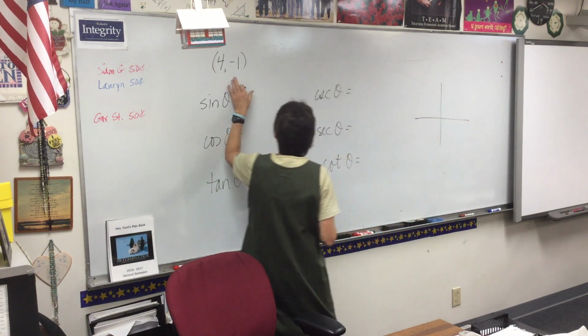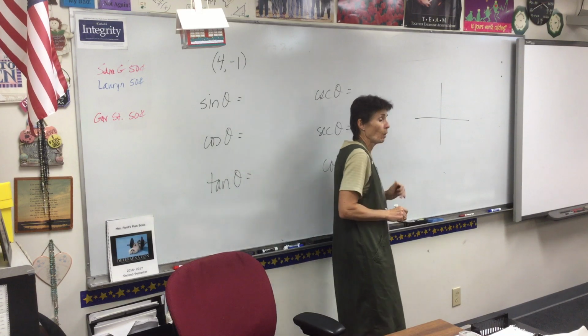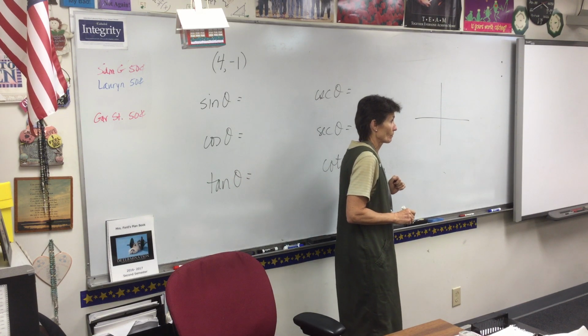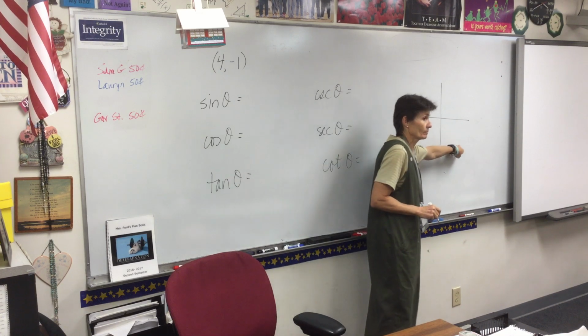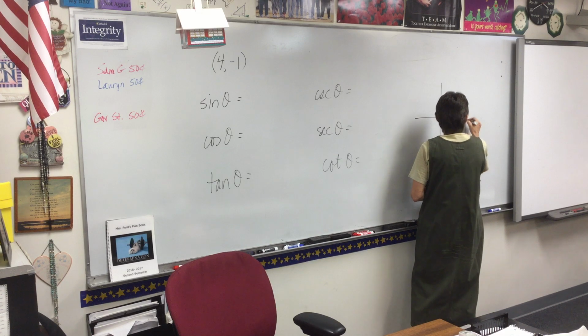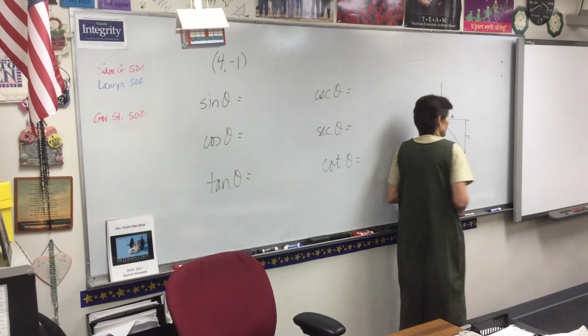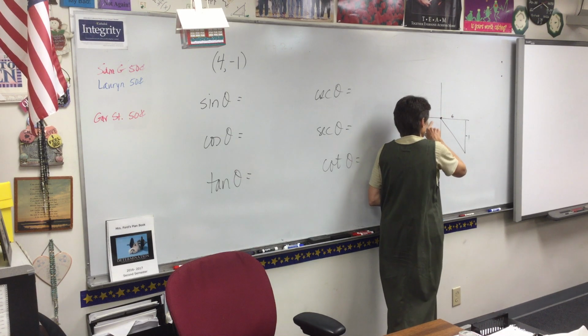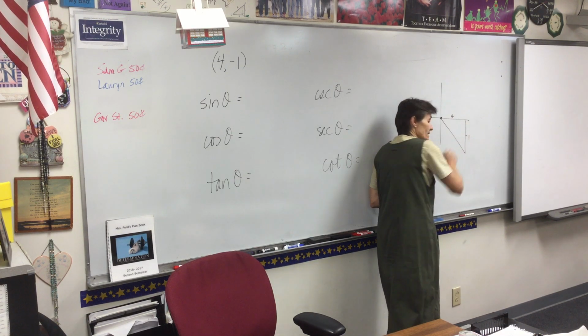Now the point is (4, -1), so which quadrant will that be in? The 4th, right? So we come over 4 and down 1. Here's the origin. So the point (4, -1) is right 4 and down 1.